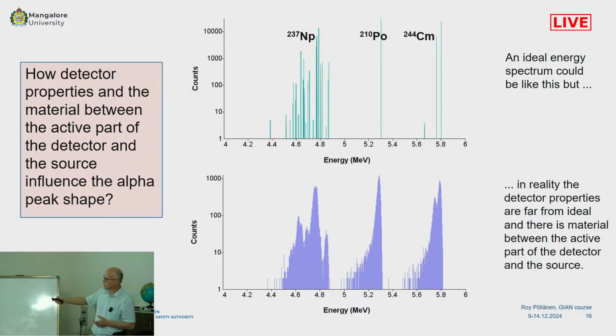So there is a Gaussian part of this peak and some low energy tail. In this case, neptunium is a little more difficult to analyze because of several peaks. Some transuranium elements have only two main alpha emissions.